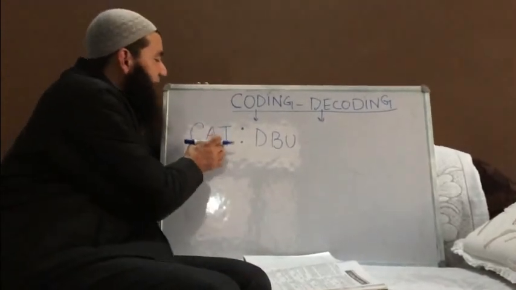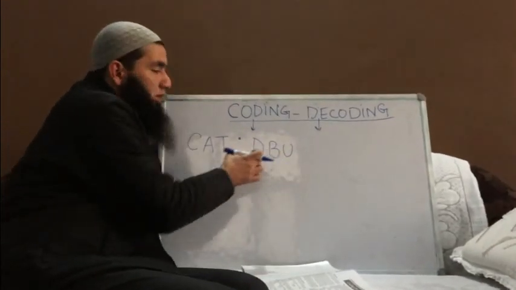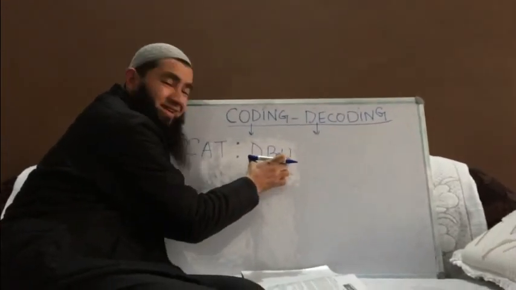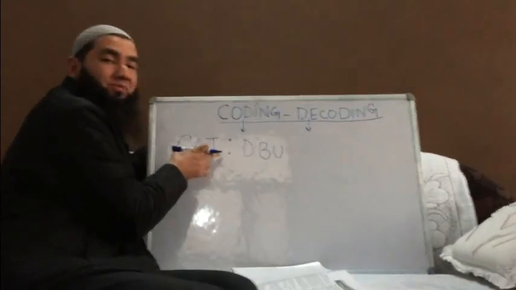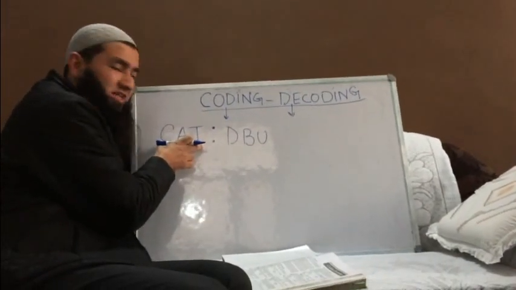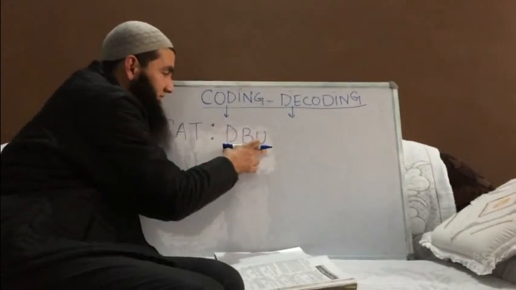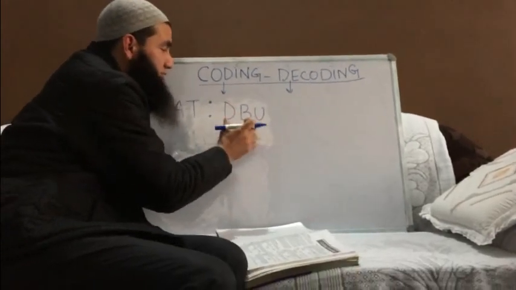So there's a question, cat is coded as DBU, there's a lock. In this word, there's a lock derived from this very message. So this message has been locked and we have got this message. Cat is coded as DBU.